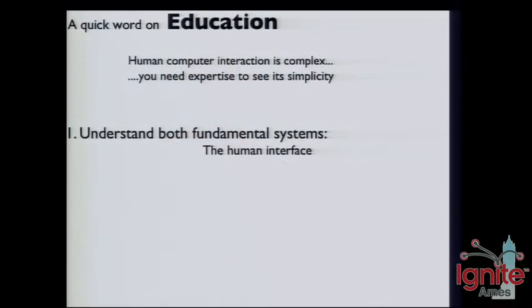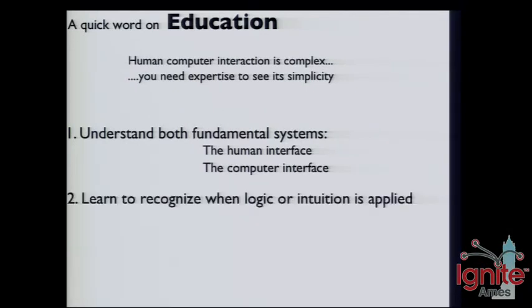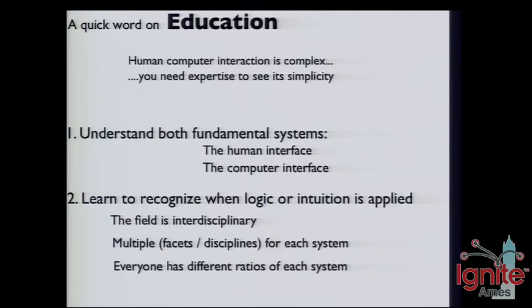So how does this work with human-computer interaction? You got to understand both systems. We deal in a very complex domain, okay? It's very disciplinary, it's got multiple facets, and they're all talking the same thing, just from different angles. So everyone has different ratios on each system. You have to understand, okay, when are they applying logic to this problem, and when are they applying the intuition that they've learned throughout time.